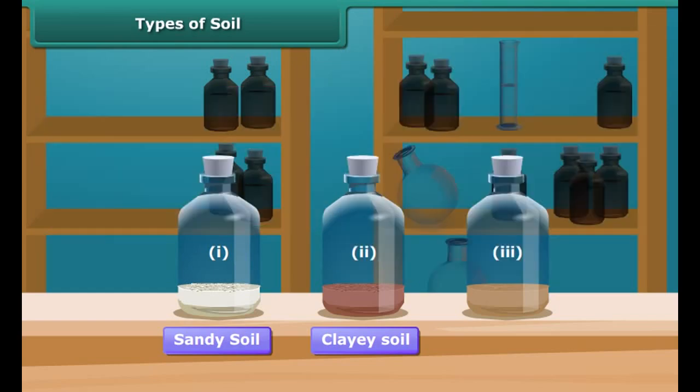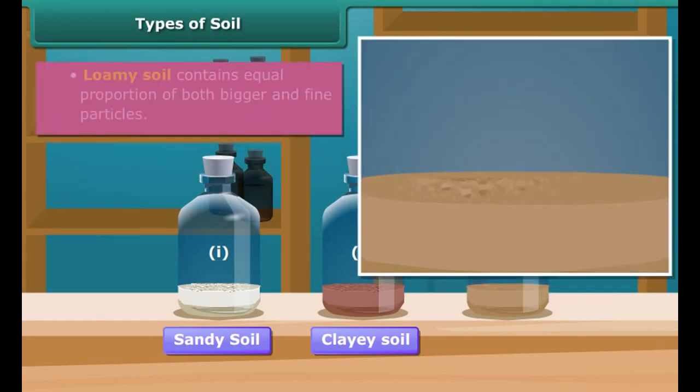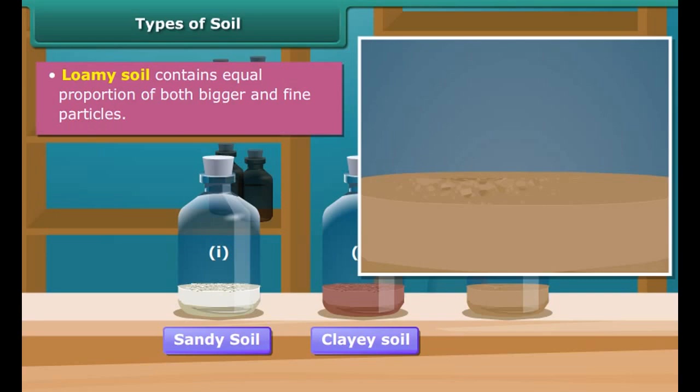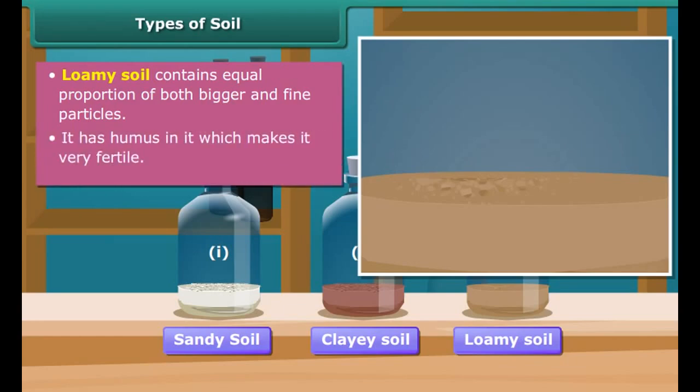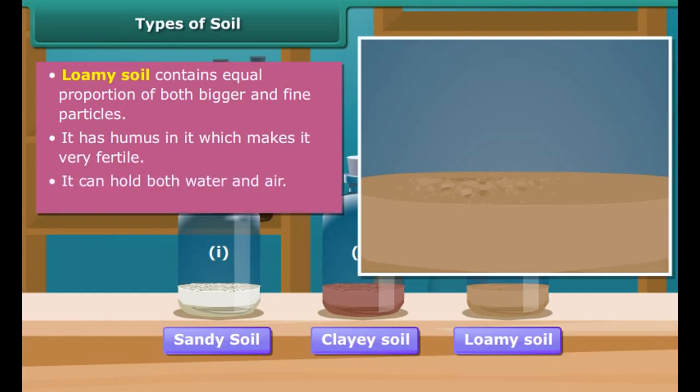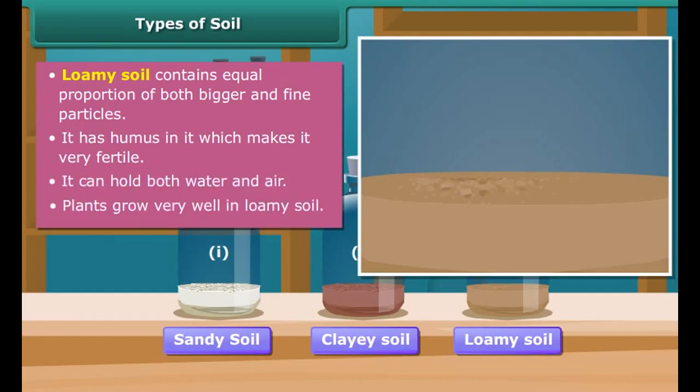Now let's observe the third sample closely. It contains equal proportion of both bigger and fine particles, so it is a loamy soil. Among all the 3 soils, loamy soil has humus in it, which makes it fertile. Also, it can hold both water and air. Therefore, plants grow very well in loamy soil.